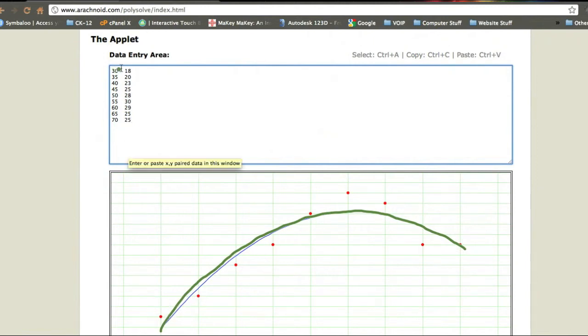Each of the points up here in the data entry area, see for instance 30, 18, are points graphed here on the graph. Each one of these represents one of the points up here in the table that I gave it, and then the applet goes through and calculates what quadratic function best fits all of that data, so it kind of forms an average from each of those points.